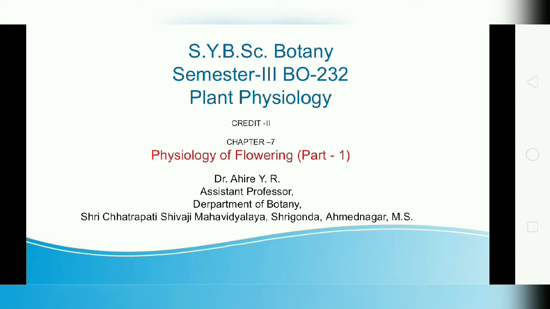After a long period we are going to discuss chapter 7, plant physiology, that is the physiology of flowering. When we discuss flowering, it is formed when reproduction takes place. Reproduction is an important feature of living beings. It denotes the production of young ones like the parents. There are two modes of reproduction in plants, one is asexual and the other is sexual.